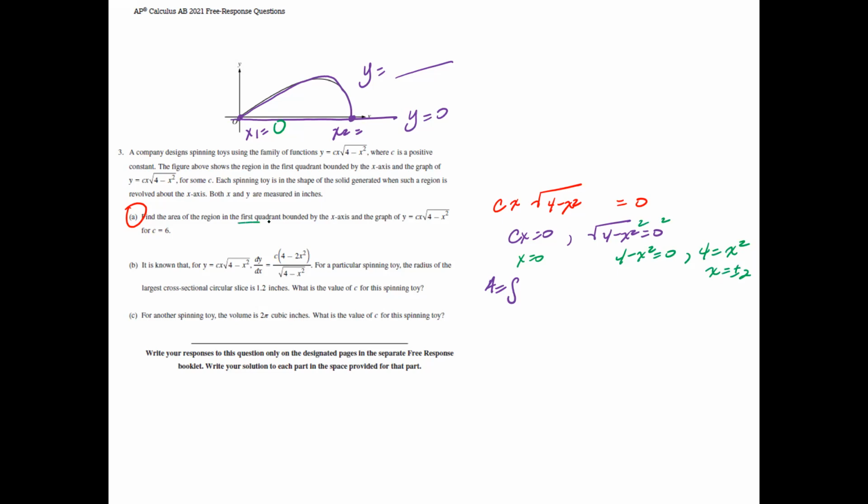Well, given the fact that this is in the first quadrant, you cannot use a negative 2. So x cannot equal negative 2, so it has to be positive 2. So from that information, I know my lower and upper bounds are going to be from 0 to 2. And I know that my c is equal to 6, so I'm going to have 6x square root of 4 minus x squared dx.